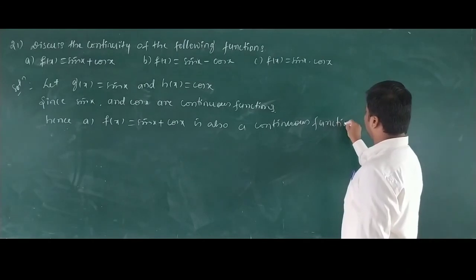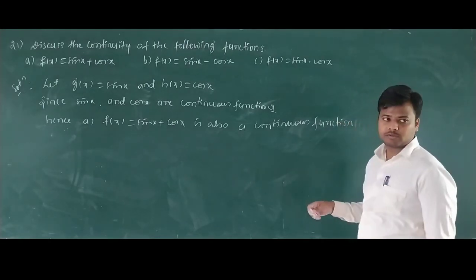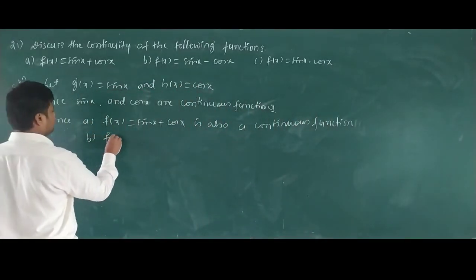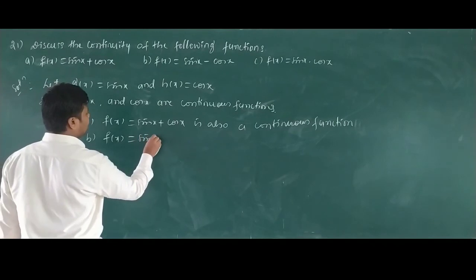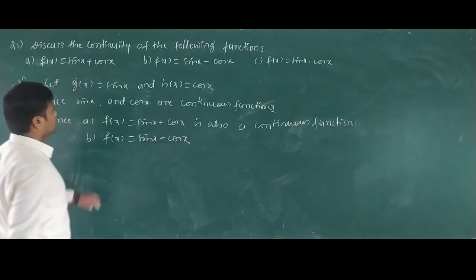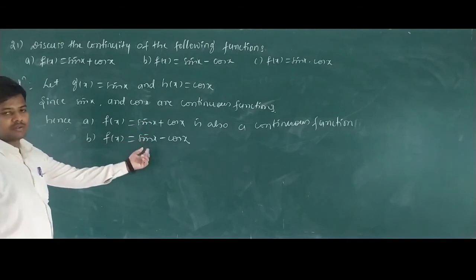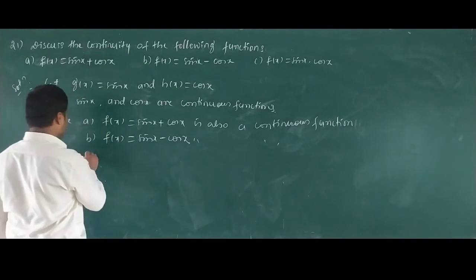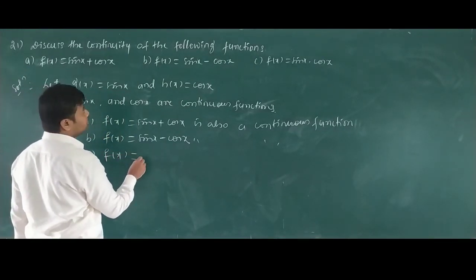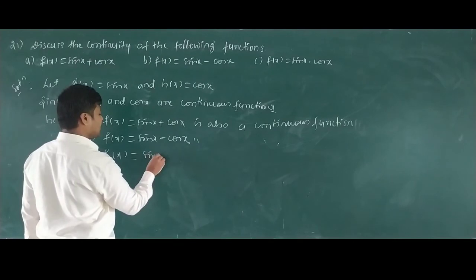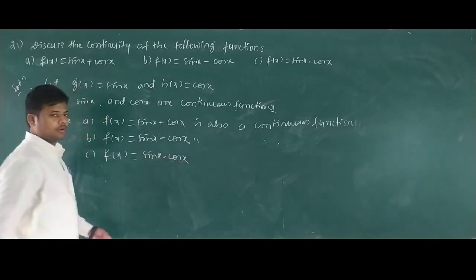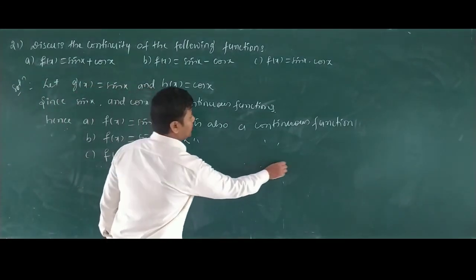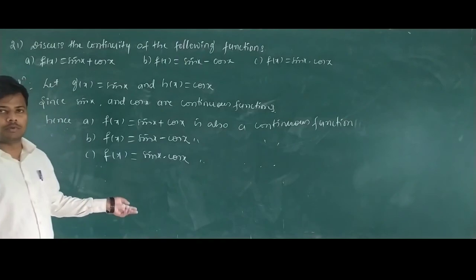It is also a continuous function because by theorem 1, v equal to sin x minus cos x. So sin and cos are both continuous functions, and the difference of two continuous functions is also a continuous function. Write it like that, continuous function. And see, f of x equal to sin x into cos x here. So the product of two functions is a continuous function. This is also a continuous function by the theorem. Okay.